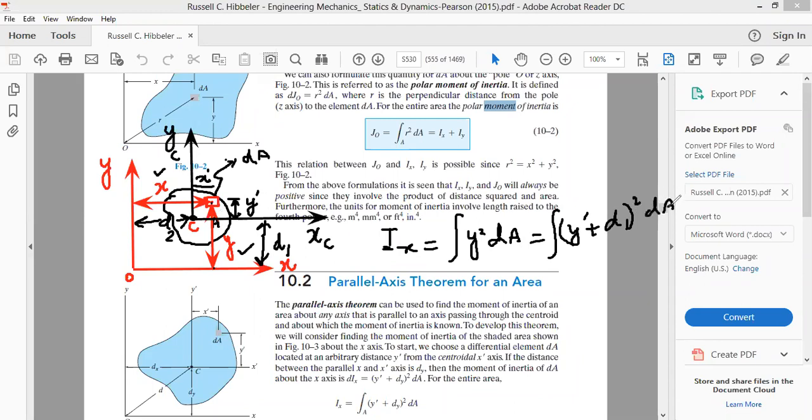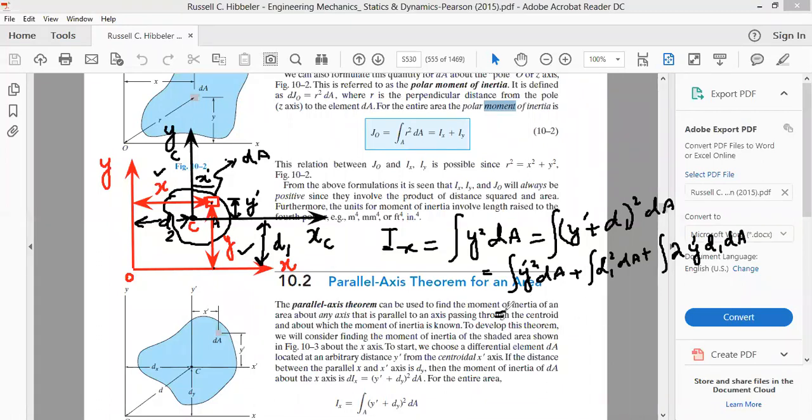Now this formula can be applied, this is (a plus b) whole square, therefore this can be written as the integral of y prime square dA, plus the integral of d1 square dA, plus the integral of twice y prime d1 dA. This is (a plus b) whole square.